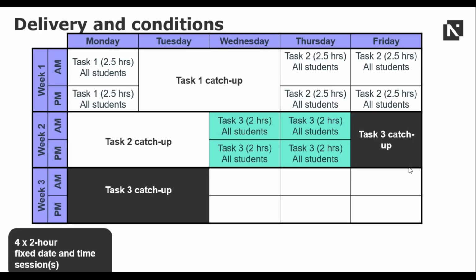Now, Task 3 is split into 2 parts over 4 sessions that occur on a fixed date and time specified by NCFE. The dates for each task can be found in our key date schedule. Task 3 will be completed in 2 AM and 2 PM sessions over 2 days with a total of 8 hours. Students are free to manage their time as they see fit when completing the task.